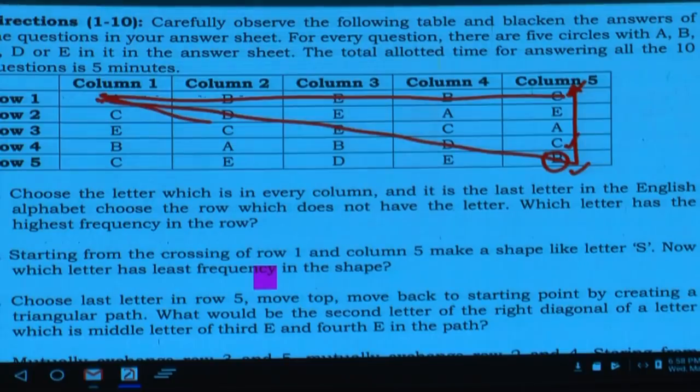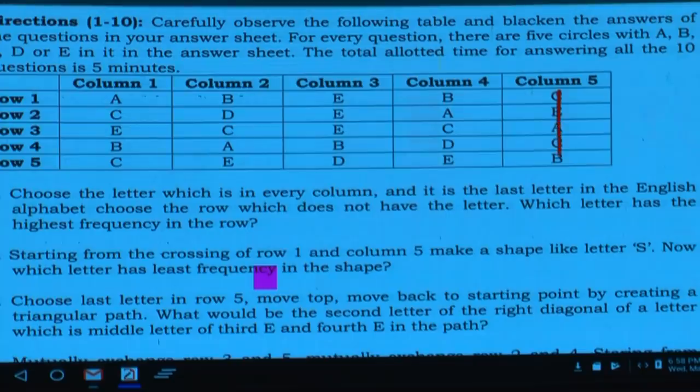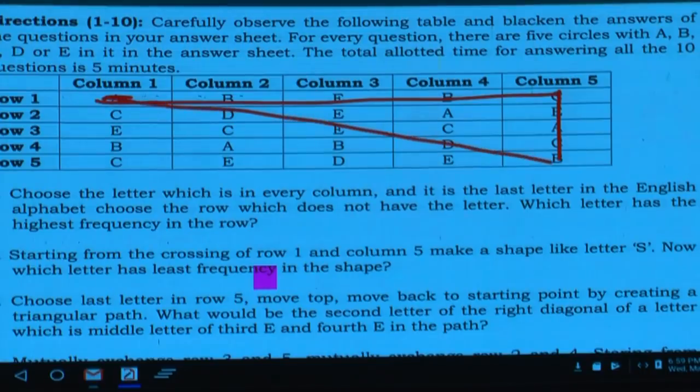And in the triangular path, what would be the second letter of the right diagonal of a letter which is the middle letter of third E and fourth E in that path? Now we have to consider third E. Is the diagram clear now? Now this is the base of this one, and the next one is along the diagonal. Along this diagonal: second, third, fourth, and fifth. Now this is the triangle. Now in this triangle, this is 90 degrees. Now during this path, he is talking about third E and fourth E.